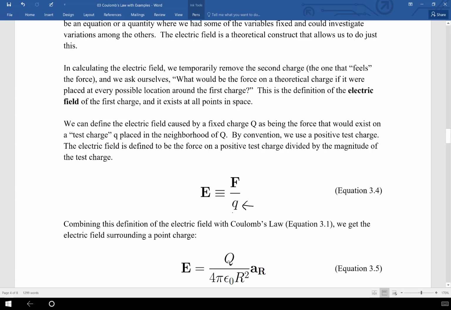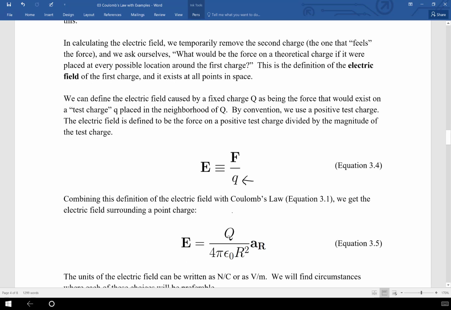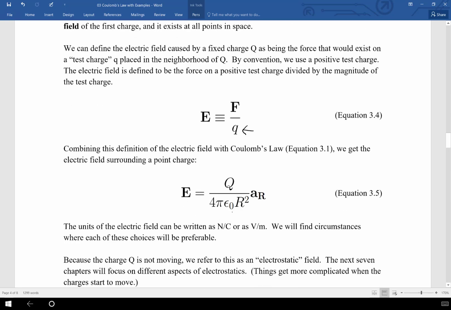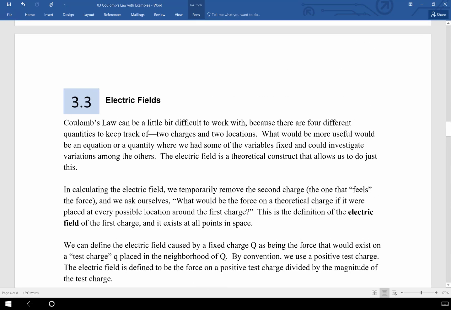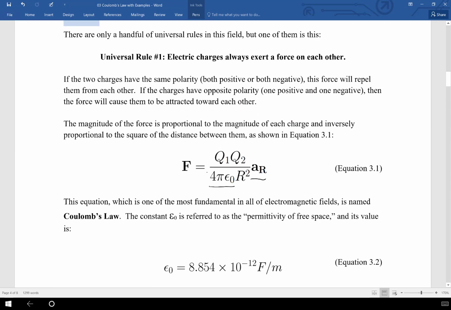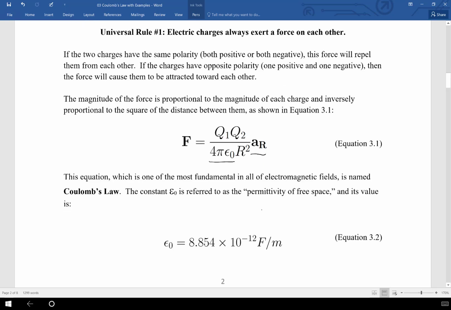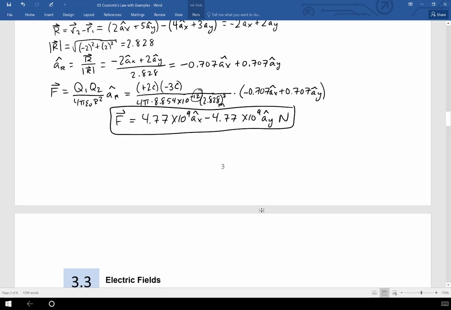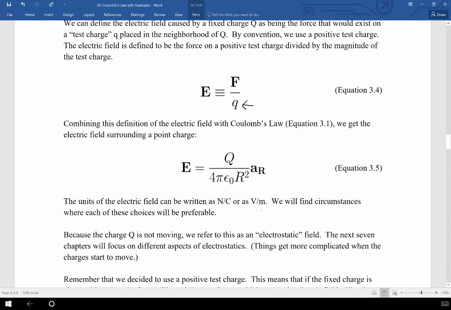We need to divide by the amount of charge here to say the electric field is going to be the force divided by a positive 1 Coulomb charge. So by tradition, we use a positive test charge, and that is typically going to be a 1 Coulomb test charge. So if we scroll back up to Coulomb's law, let me just remind you of what Coulomb's law had. Coulomb's law had Q1 and Q2 in the numerator divided by 4 pi epsilon 0 r squared a sub r. Well, I'm now dividing by Q2, and Q1 is just going to be called Q. Everything else stays the same.